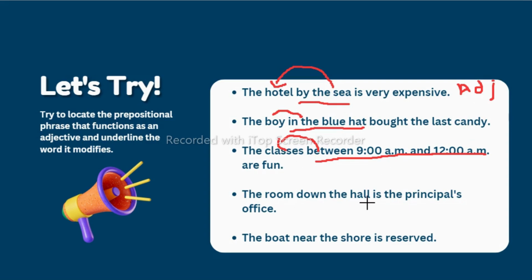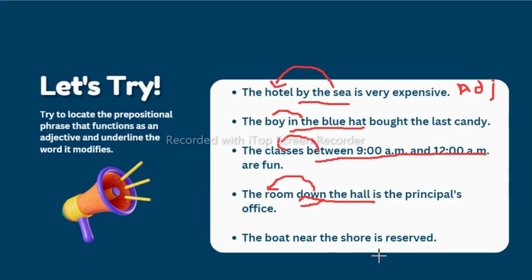The room down the hall is the principal's office. Now here, where do we have the prepositional phrase? Down is a preposition, the hall is the object. So this together is a prepositional phrase. Now, down the hall, what? What do we have down the hall? The room. So again it's an adjectival prepositional phrase because it's describing a noun.